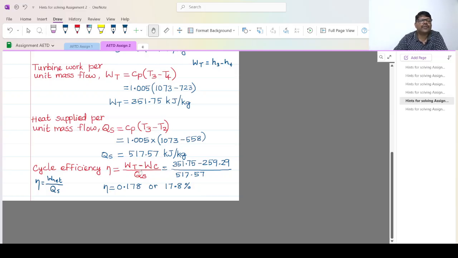So therefore, substituting the work transfer for turbine, compressor and heat supplied Qs in this expression, I get the thermal efficiency of the Brayton cycle to be 0.178, or it can be written in terms of percentage as 17.8%.